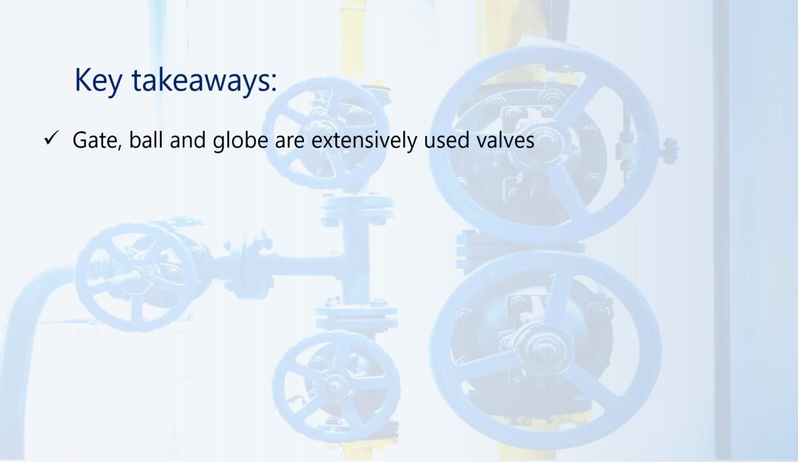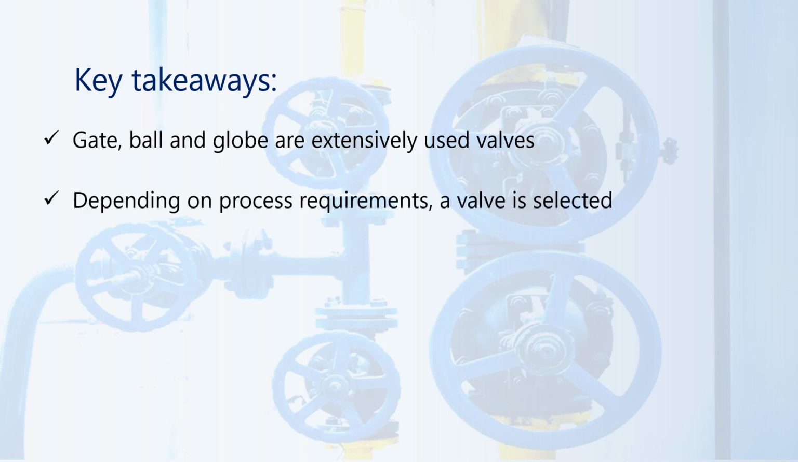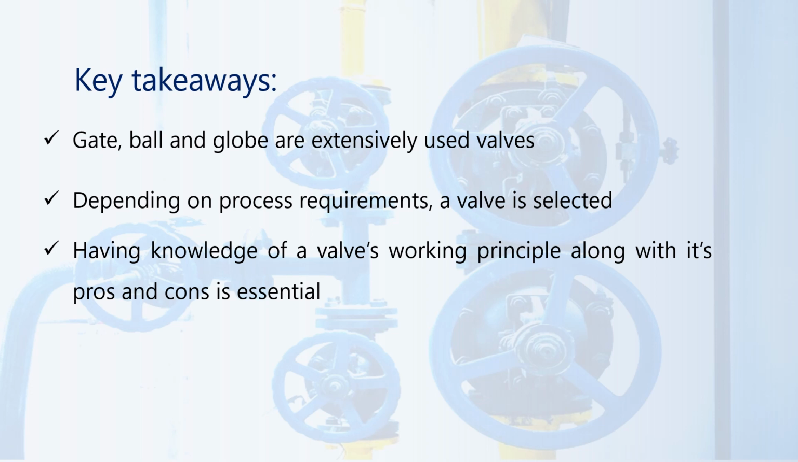Key takeaways. Majority of used valves in industry are gate, ball and globe with variations in their design. However, there are a lot of valves that exist. Depending on process requirements, appropriate valve should be selected. For selecting a valve based on process requirements, knowing its working principle along with pros and cons is essential.